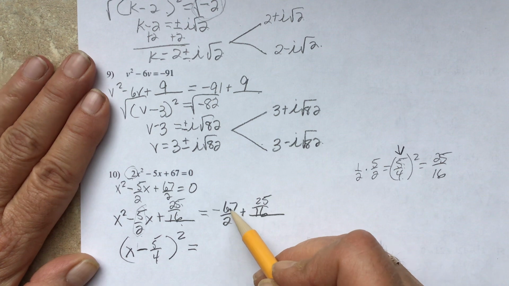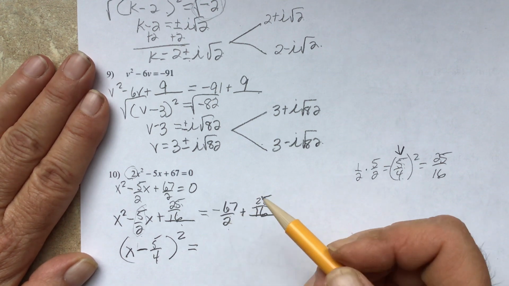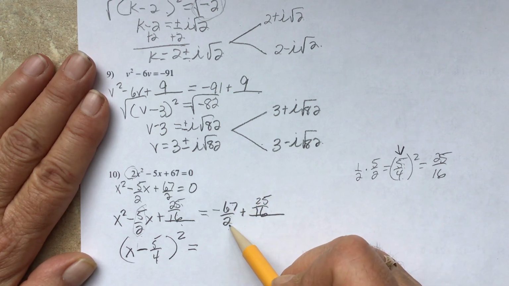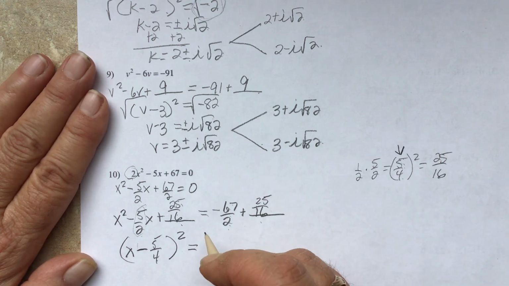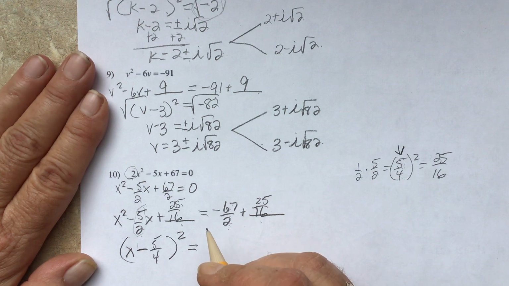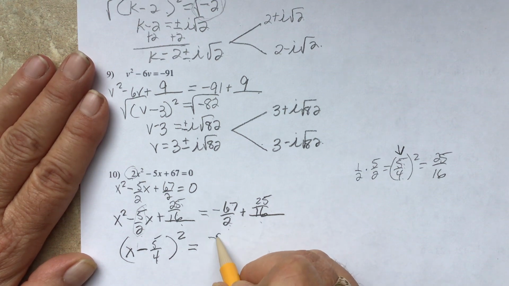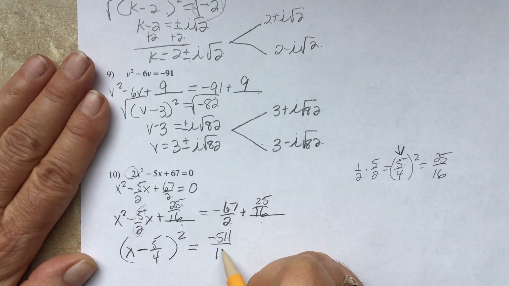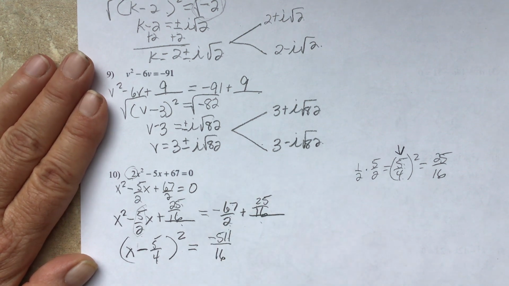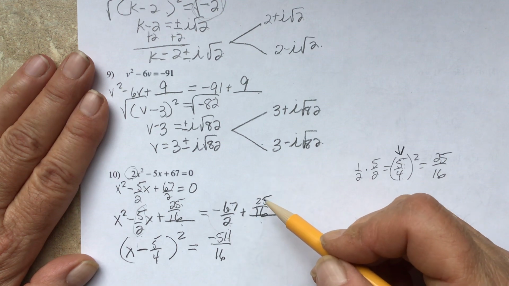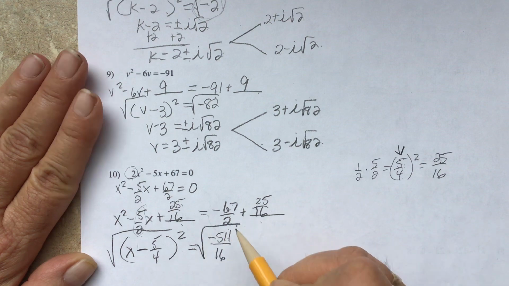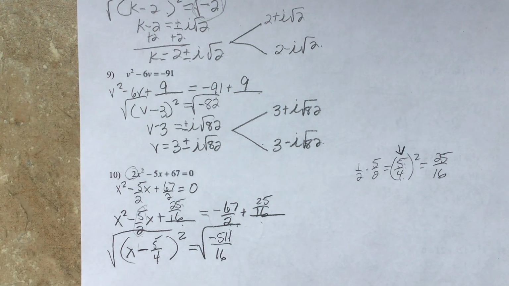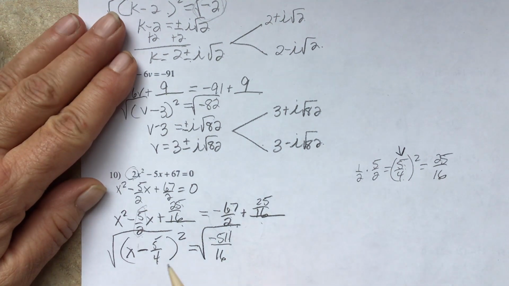Okay, you can use your calculator for this, and you're going to get −67/2 + 25/16, that's going to give you −511/16. Okay, so when you put this in your calculator, you're going to get a decimal and just do math, enter, enter. Square root, square root. When you're working with the decimals, you're not going to be able to simplify it all the way if you don't put it back into fraction.